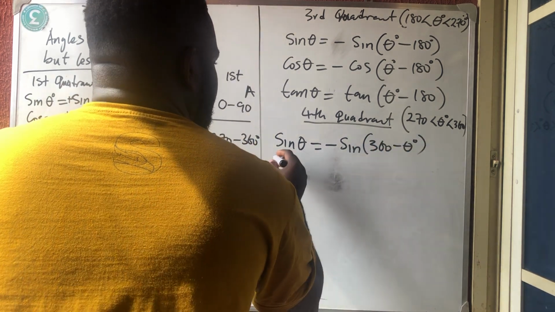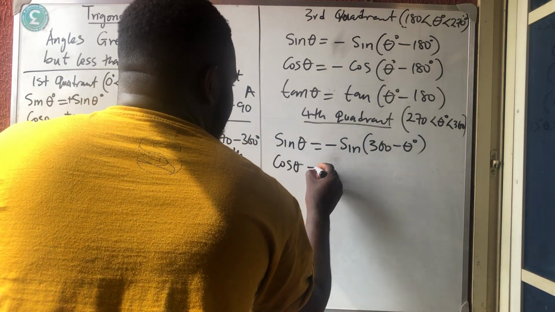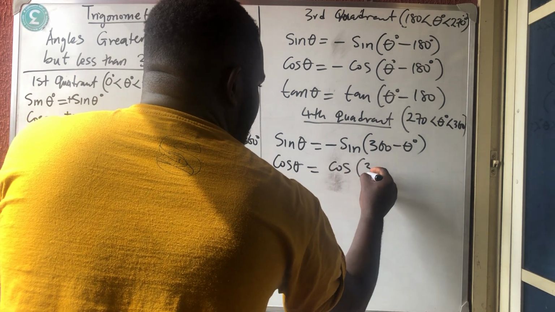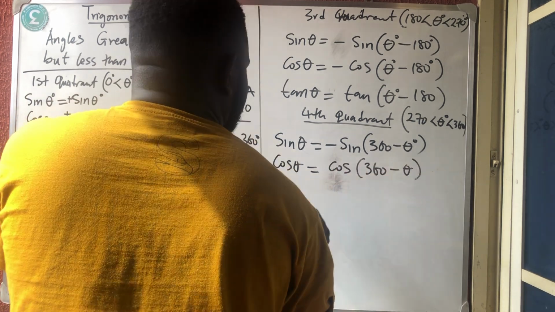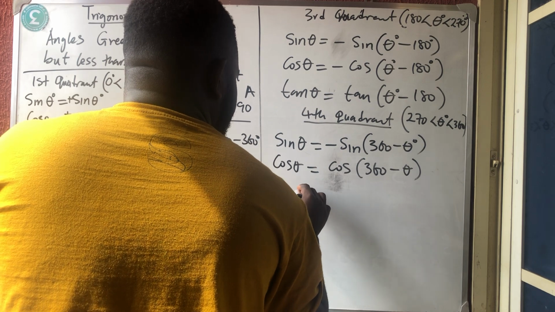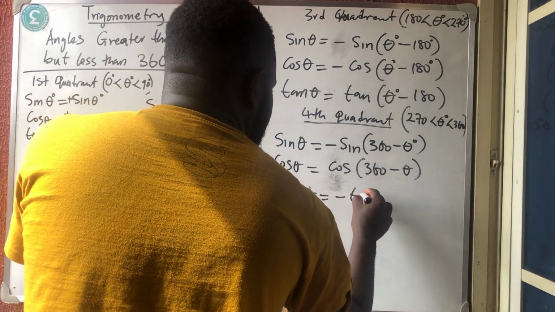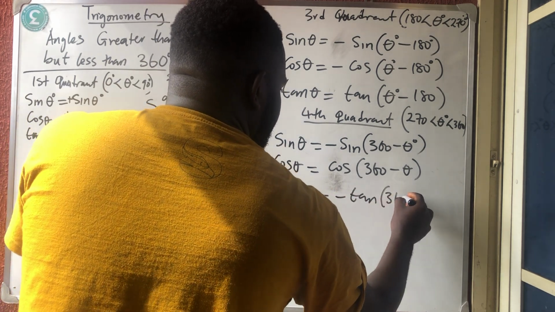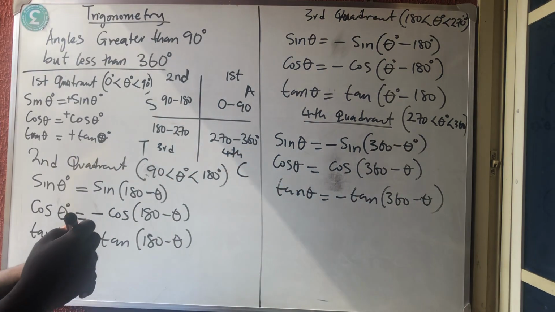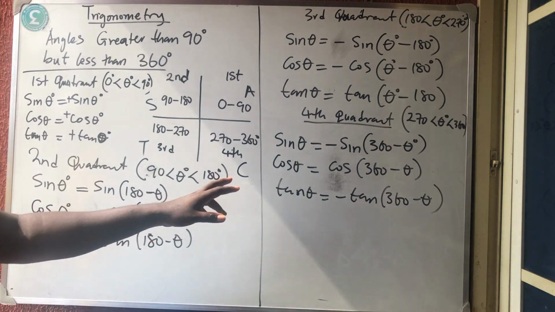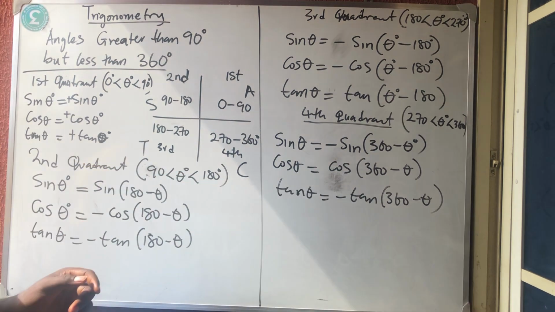Are you getting it now? So for cos theta is what? Cos 360 minus theta. Okay? For tan, minus tan 360 minus theta. Are you getting it now? So because only cos is positive, that is why I did not put minus here.